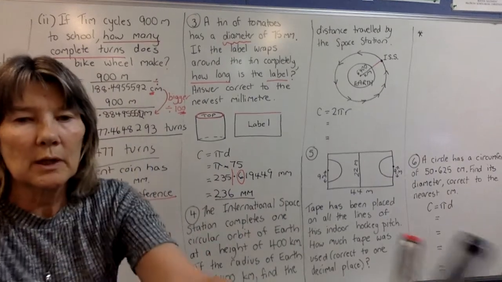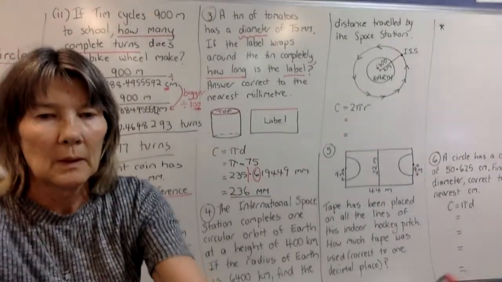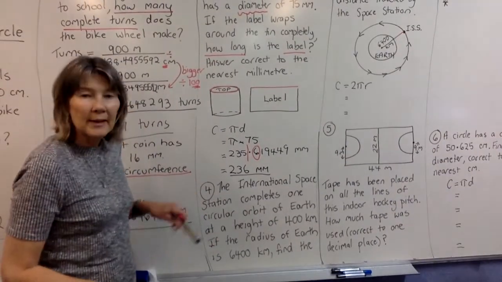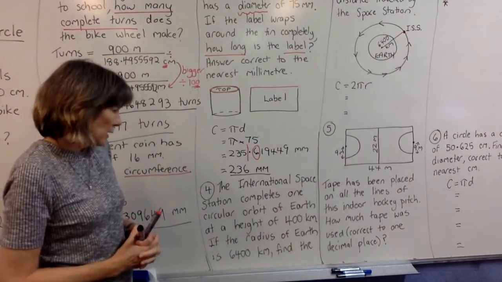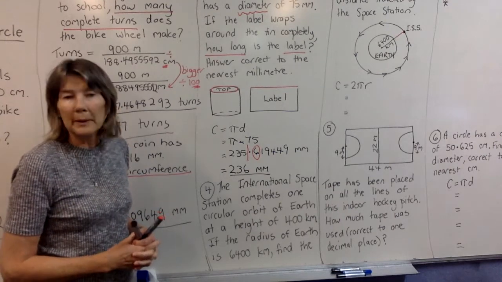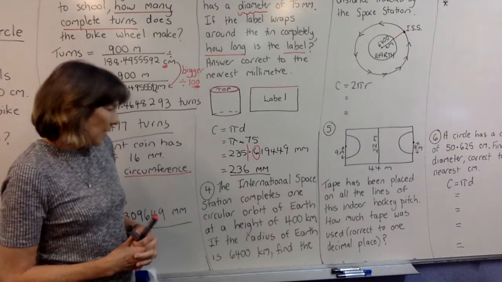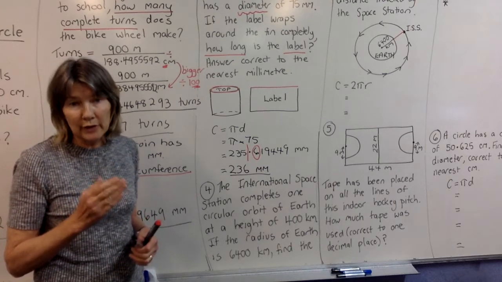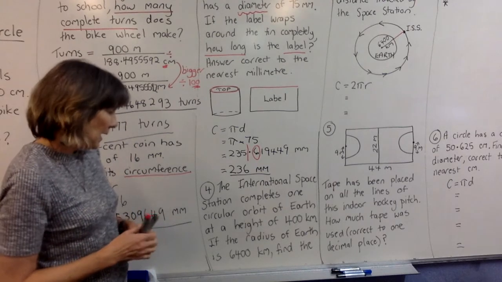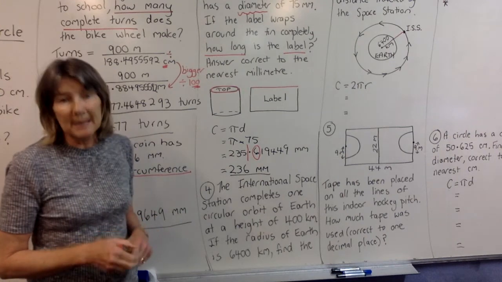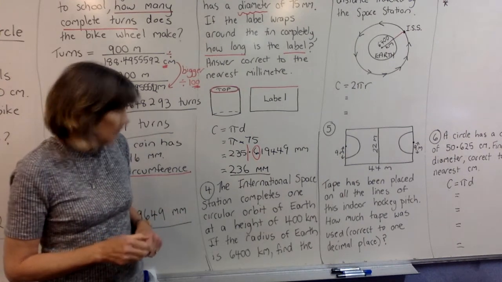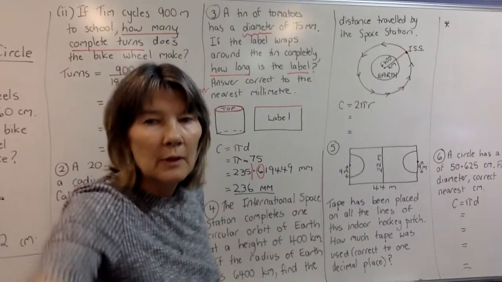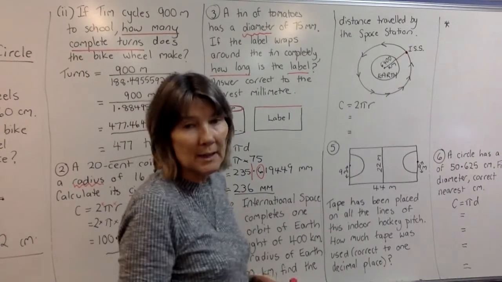Okay, so let's look at the next question. All right, the next one says, the International Space Station completes one circular orbit of Earth at a height of 400 kilometres. That's a height above the Earth's surface of 400 kilometres. If the radius of the Earth is 6,400 kilometres, find the distance travelled by the space station.